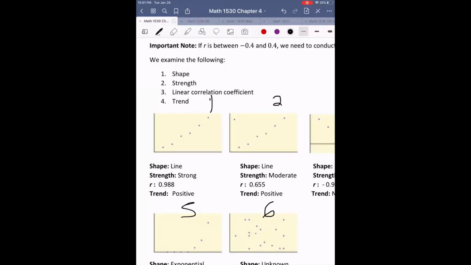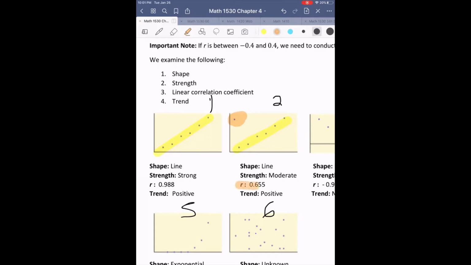Now let's look at scatter plots 1 and 2. Scatter plots 1 and 2 both have a line pattern to them. So that part's good. The next thing we want to consider is the strength of the linear correlation. Scatter plot 1 is going to have a stronger linear relationship than scatter plot 2. And you may be wondering why. Well, it's because scatter plot 2 has this outlier. This outlier is going to cause it to have a weaker linear relationship.